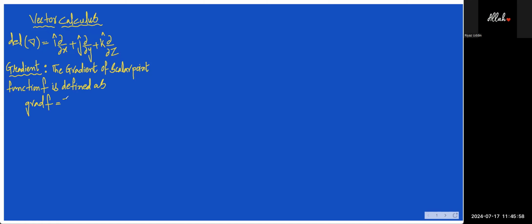That will be like this. Grad means we are using the symbol del f, and the meaning of del f is i cap dou by dou x of f plus j cap dou by dou y of f. Next, k cap into dou by dou z of f. This is called gradient and denoted with grad phi.